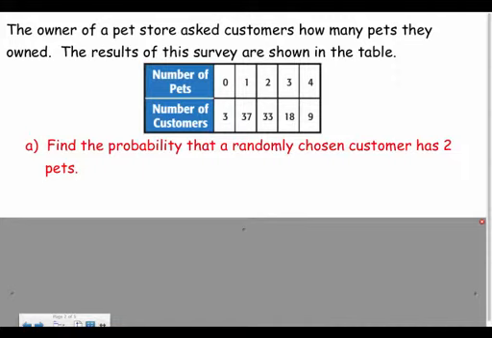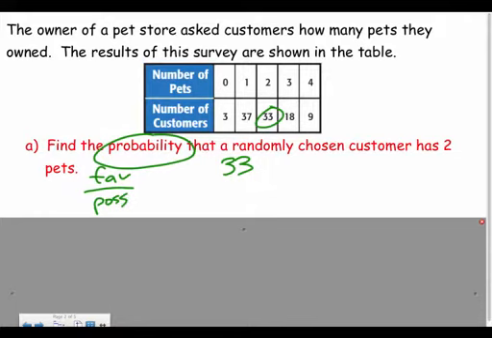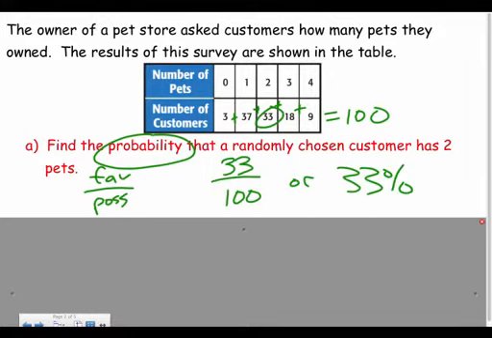Well, how many customers have 2 pets? 33. And for probability, how do we find probability, right? It's favorable over the possible. So 33 over, well, I better add all these up. So 3 plus 37 plus 33 plus 18 plus 9, which gives us 100. So that was kind of convenient. So 33 out of 100. Or I could say it as a percentage, which is exactly 33%. So we didn't have to think terribly hard there, but just take a look at the question. What are they asking for? And see how you find that.